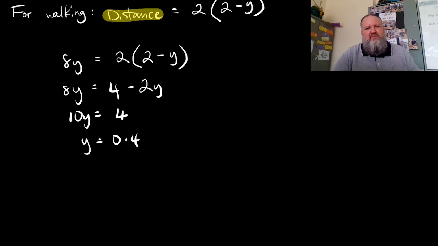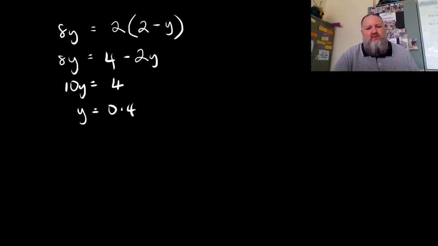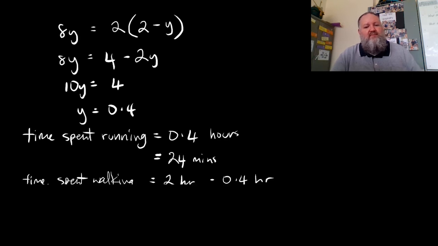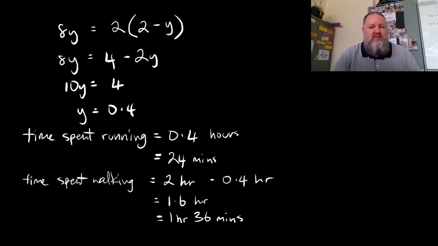So I need to remind myself, what was that y value? Well, my y value is the time I spent running. So Phoebe ran for 0.4 of an hour. I think it's probably better to talk in terms of minutes here, so I'm going to convert my 0.4 hours into 24 minutes. The time she spent walking will be equal to 2 hours minus the time she spent running. So if she ran for 0.4 hours, she'll have walked for 1.6 hours. And when you convert 1.6 hours into minutes, it will be equal to 1 hour and 36 minutes.